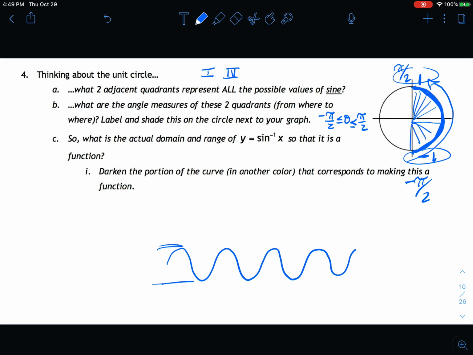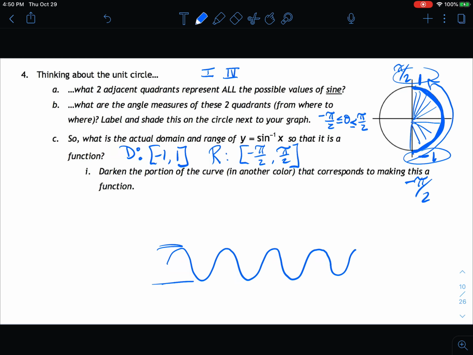What is the actual domain and range of the inverse of sine, so that it is a function? We're going to be writing this on our little graphic organizer. Our domain is going to be -1 to 1, and our range is going to be -pi/2 to pi/2. That's our restriction so that we're able to have a function.